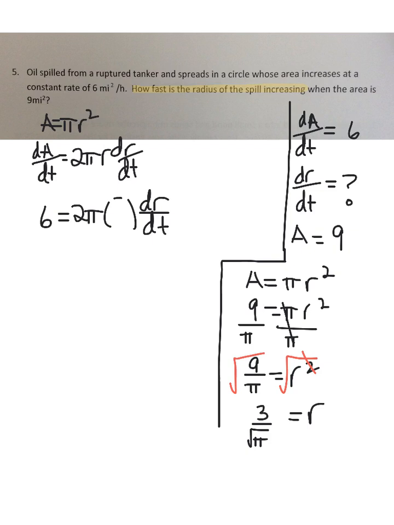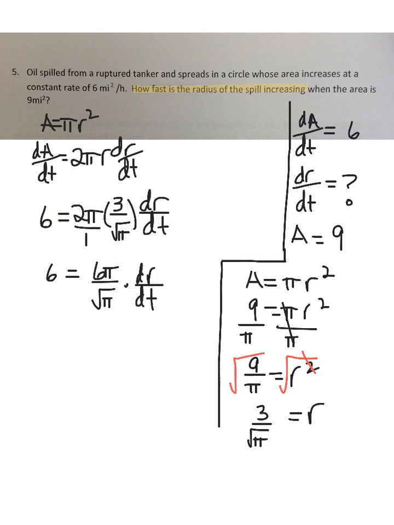Okay, let's throw that in there: 3 over radical pi. I understand that's ugly, but we're just going to be very careful here. So we're going to have 6 equals 2 pi times 3, because remember, technically, let me write this for you, this is over 1. So when we multiply, we're just going to multiply numerators with numerators, denominator with denominator. Don't worry about the ugly factor. So we're going to get 6 pi over radical pi, and then times dr/dt.